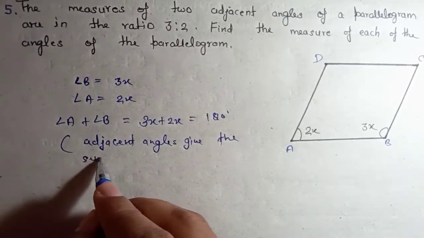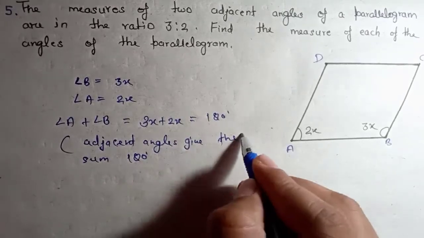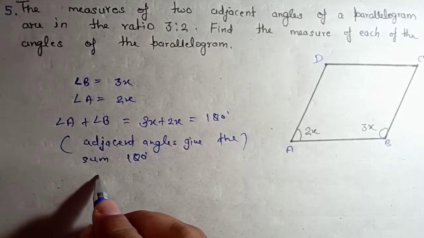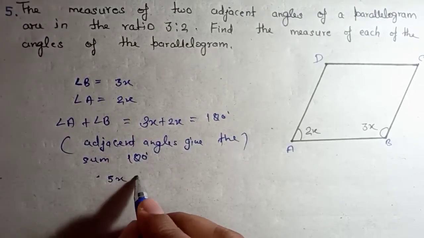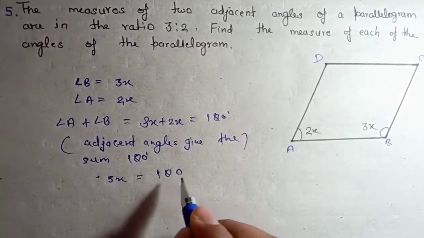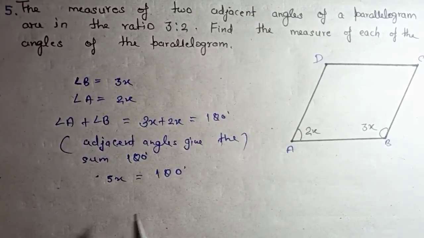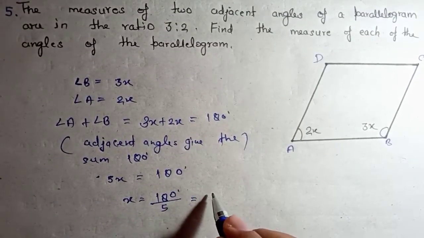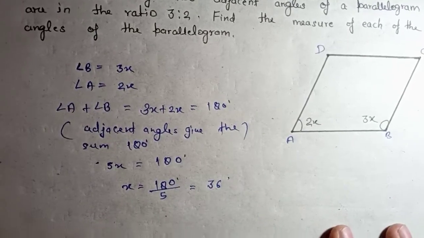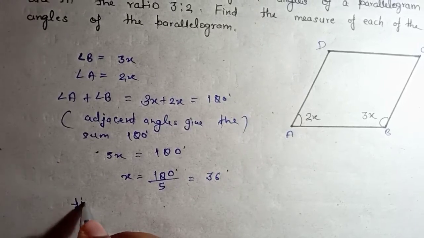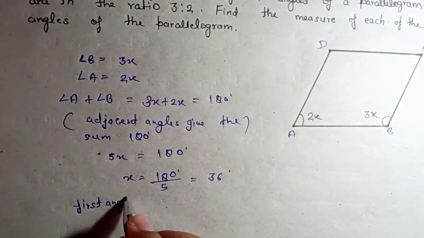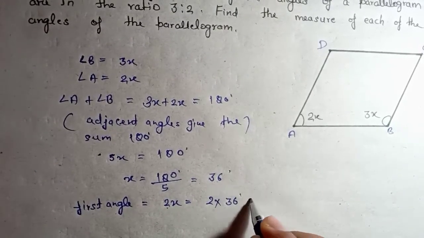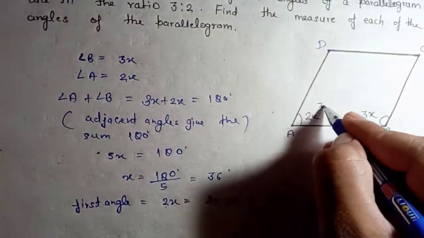Give the sum 180 degree. Now if angle A and angle B give the sum 180 degree, so we have this 3x plus 2x becomes 5x is equal to 180 degree. Now find the value of x. So x is equal to 180 degree upon 5, and that is equal to 36 degree. So first angle is 2x, and that is 2 into 36 degree, that is 72 degree. Here it is 72 degree.